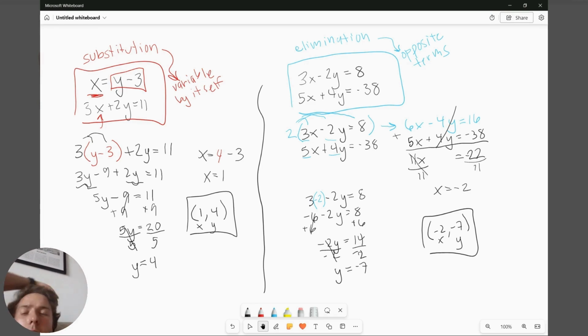So here you can kind of see the difference between both methods. You've got substitution on the left, elimination on the right. Again, substitution, you need a variable by itself. That way you can plug it in. And then elimination, you need those opposite terms. Same number and variable, but different signs. That way when you add them, they cancel out.